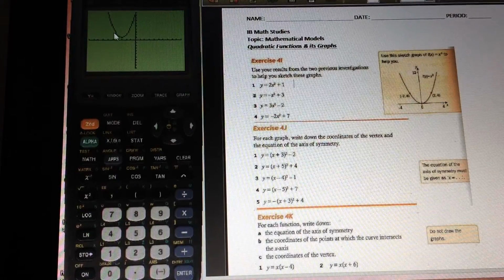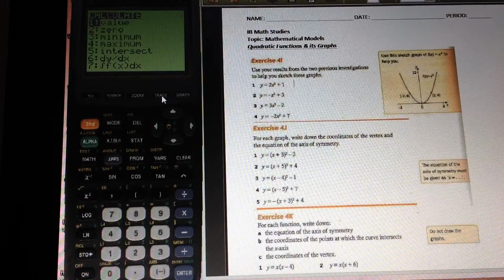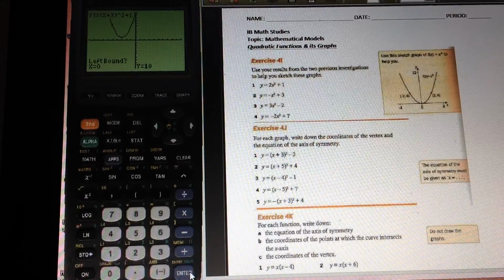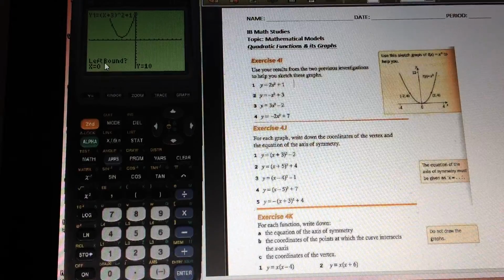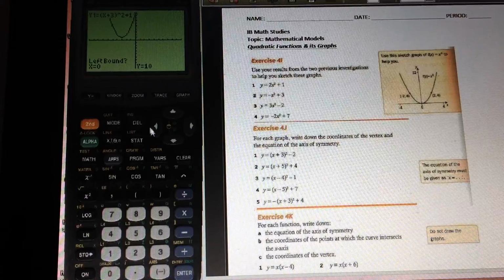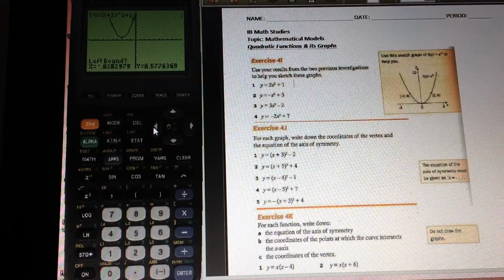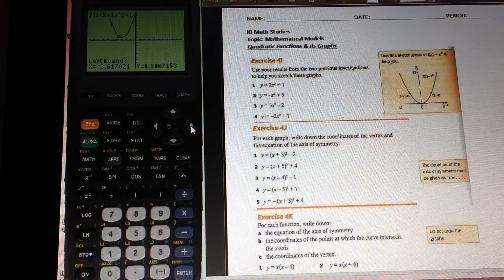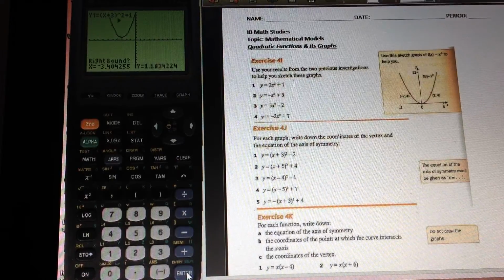And you know there it's your vertex. Looks like we have a lowest point, which is my minimum. So in order to find it, you're going to use your second calc, and you're going to use the minimum, enter. So now it's asking you where is your left bound. Simply, you see there is your flashing line, so all you need to do is move this flashing line to the left side. So now I think it's left enough. I'm going to hit enter.